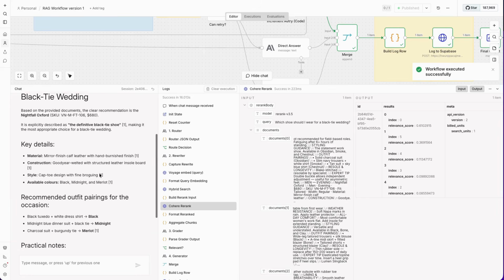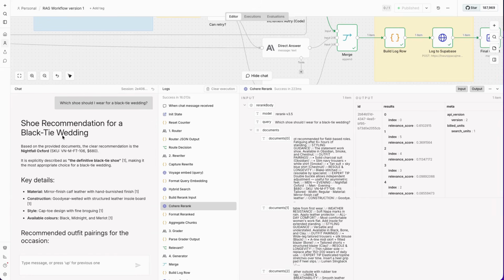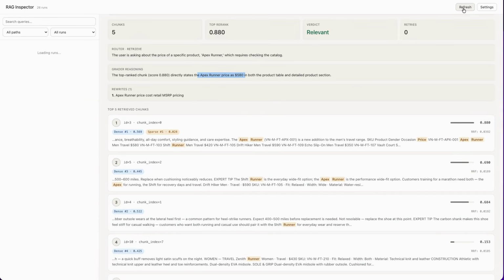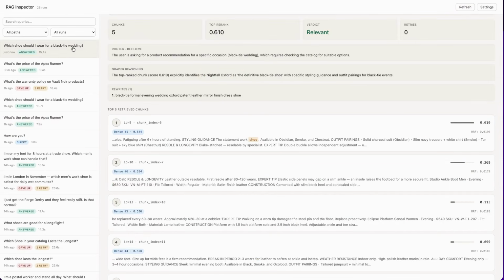All right, so we have our answer, and the shoe recommendation for the black tie wedding is Nightfall Oxford. Let's go ahead and inspect it to see how exactly it came to this conclusion. So here again, the user asked for a product recommendation for a specific occasion, which is a black tie wedding. The original query was, which shoe should I wear? And the rewrite was black tie formal evening wedding, Oxford patent leather mirror finish dress shoe. And then these are the top retrieved chunks, right?